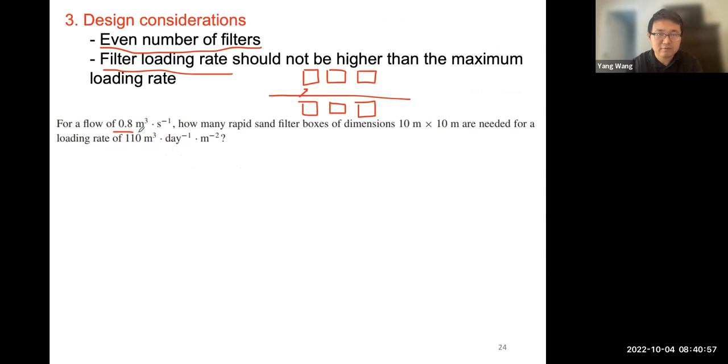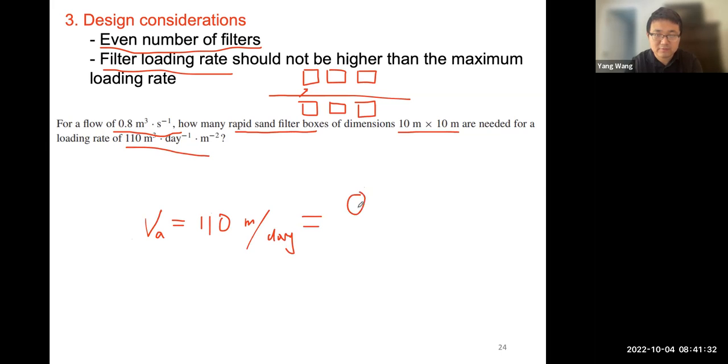We have a flow rate of 0.8 meter cubed per second. It asks for the number of rapid sand filter boxes that have a dimension of 10 by 10 and a loading rate of 110 meter cubed per day per meter squared. Okay, so we have the loading rate, the VA, that is 110, and let's just use meter per day. According to the equation, VA equals the flow rate divided by the surface area. Here, this is the total surface area.